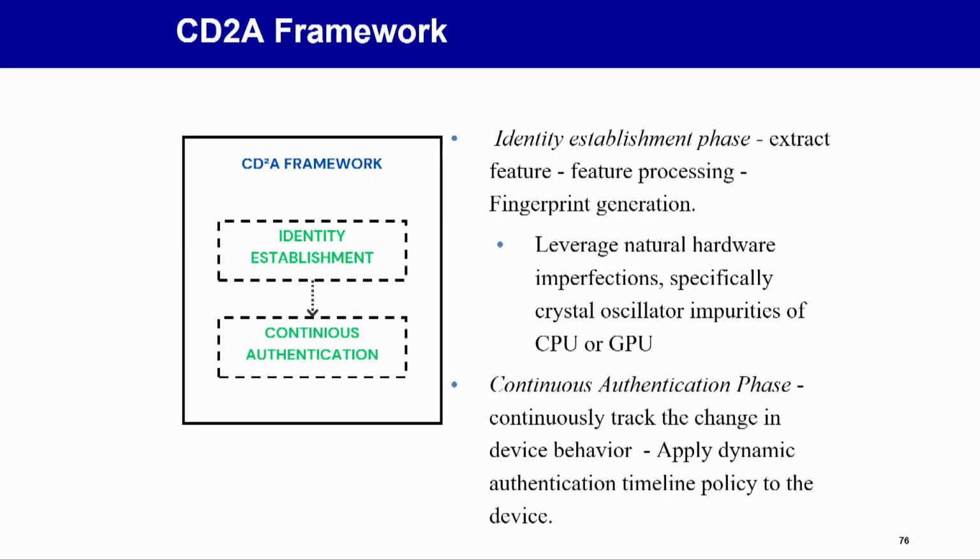Now in the continuous authentication phase, this continuously tracks the change in the device behavior. Over time it tracks the device behavior change, and it applies dynamic authentication policies. So basically it decides some timeline when the device has to be authenticated with the fingerprint that is already generated. Yeah, a static authentication is done first. After that you store the fingerprint. Yeah, and over some period, depending upon how critical the application is, we will come to that, this continuous authentication over the server can take place. Okay.